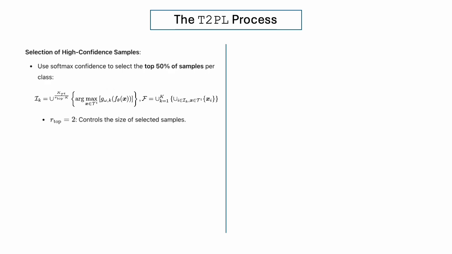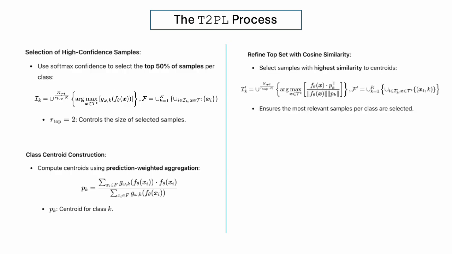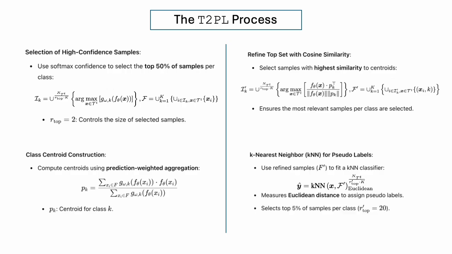Firstly, we use the softmax confidence to select the top 50% of samples per class. Then, we compute the centroids using predicted weighted aggregation, using only the top 50% of samples. Then, we select the top half of the samples with the highest similarity to the centroids. This ensures that the most relevant samples per class are selected.